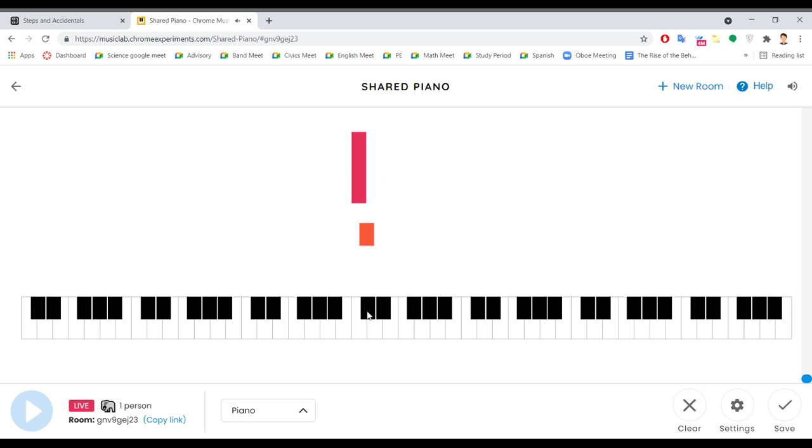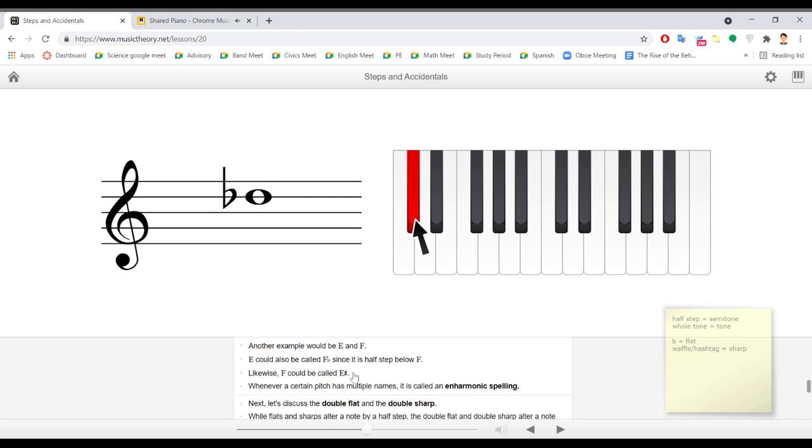Most people call this C sharp or D flat depending on your key signature, and you can look at a different video to see what that is.